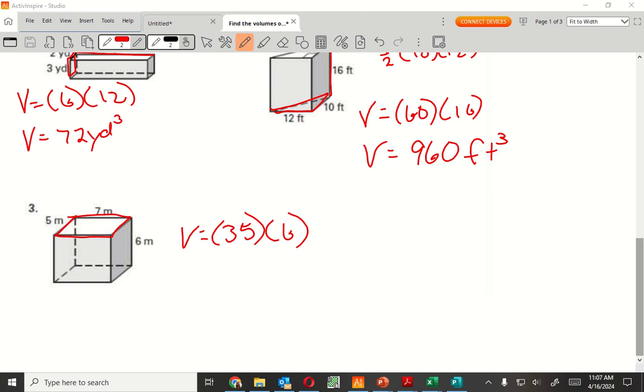Okay, did you choose something different than I did as your base? Then that's why. You're still going to get the right answer. So 6 times 35 is going to give me 210, and that's going to be meters cubed.